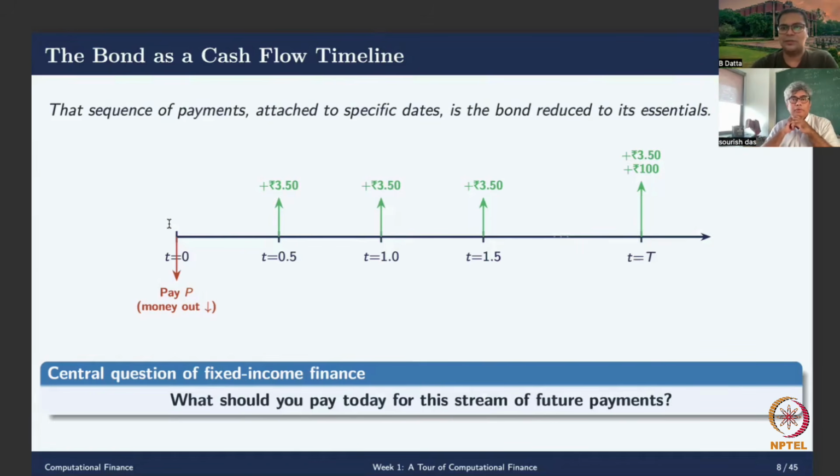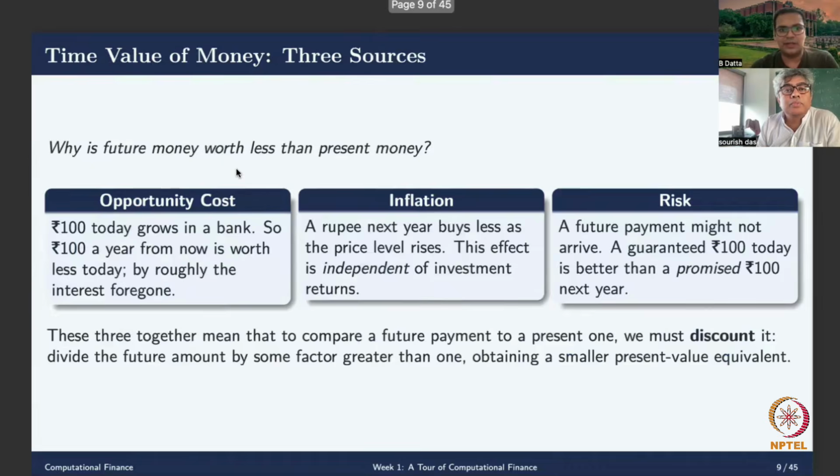Right. So I think we can summarize some of the reasons why we have this concept of time value of money. If we move to the next slide, we can see there are three different concepts you can think of, and there may be other reasons. One is the opportunity cost: the 100 rupees that you get today, you could invest in other places. You could keep it in a bank and get a return. So 100 rupees in your hand today is definitely more valuable than 100 rupees 1 year down the line.